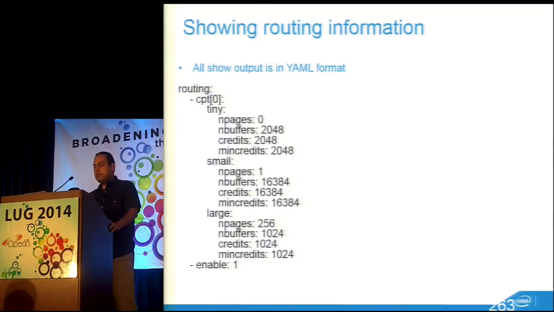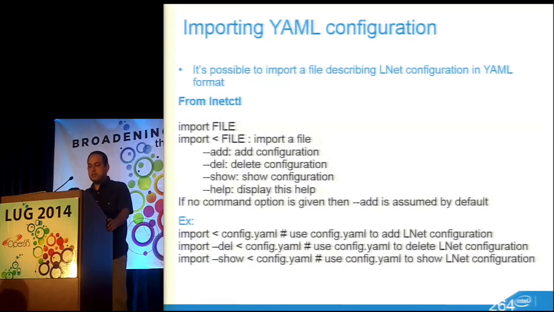The other thing now is, say you have a set of configuration that you want to configure all at once. You can describe that in a YAML file, then you can import it. By default, the import command assumes that you want to configure all the elements that you specified in the file, but you can override that by saying import and you specify --del, or if you want to show them, you say --show. And here are some examples. You can import or delete or show.